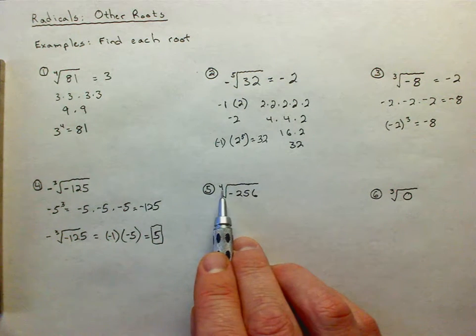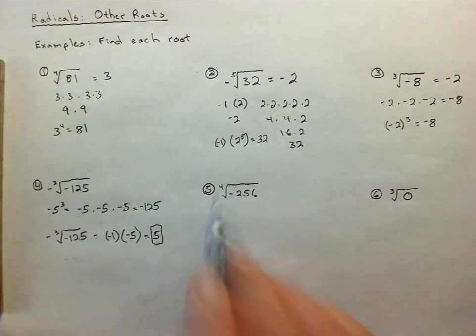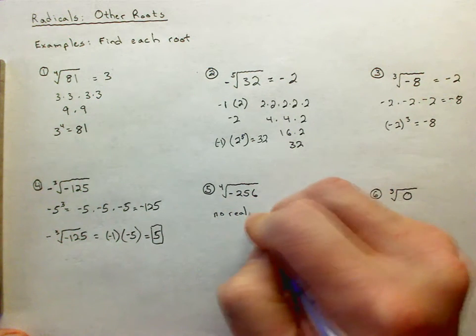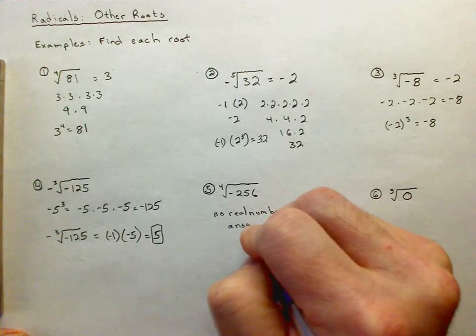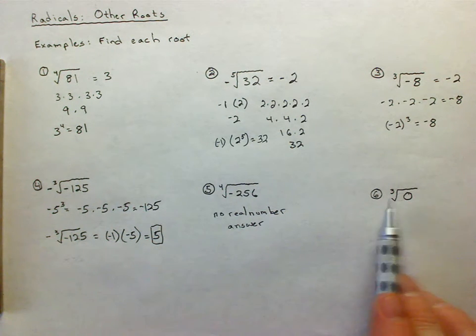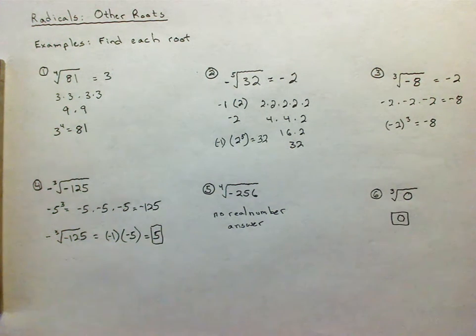Next one. That is an even root index. Therefore, no real number answer. It's imaginary. And the cube root of 0, simply 0. And those are some example problems for dealing with radicals of other roots. Ladies and gentlemen, please critically think and structure your homework, and good luck on your remaining homework problems.